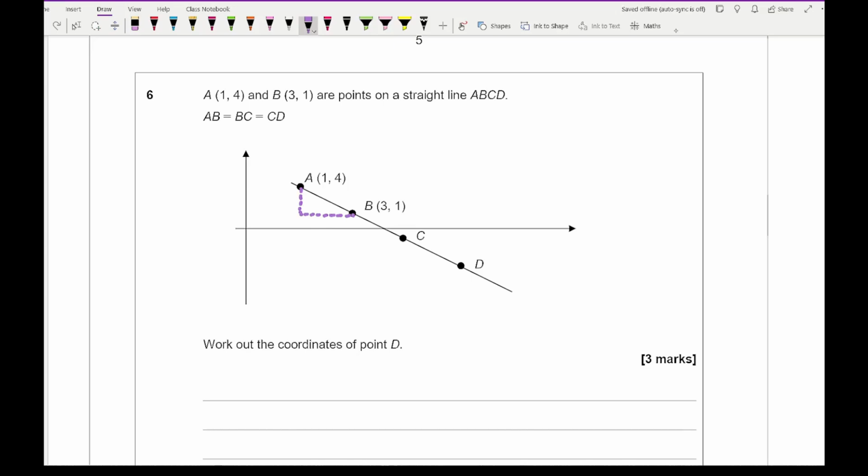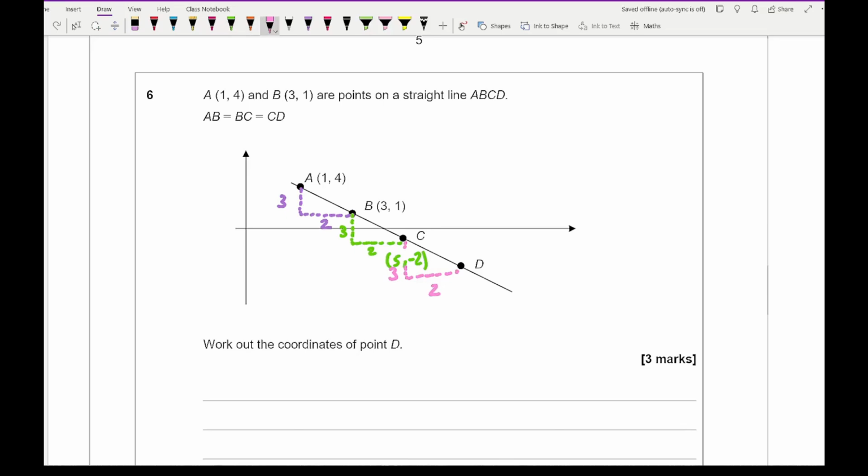So 4 take away 1 is 3. And the base of that triangle is going to be the difference in the x ordinates, which is 2. So that triangle there is 3, 2. So then if I do 3 down, which will give me minus 2, and the x ordinate is going to be 2 across, so 3 plus 2 is 5, so that's going to be (5, -2).